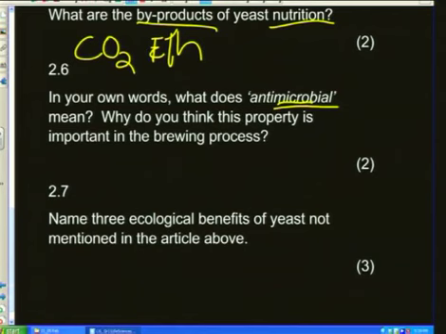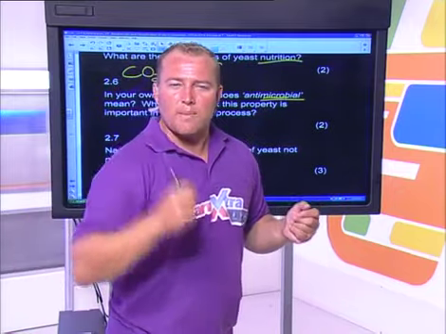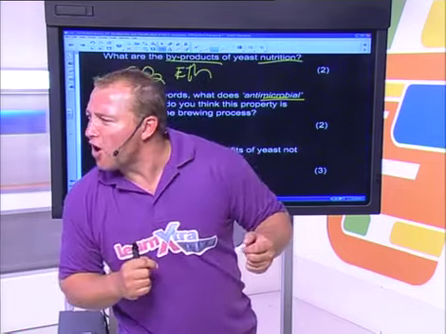Name three ecological benefits of yeast not mentioned. Bread. Wow, bread. You love bread. I love bread. Of course, they make beer, we say wine, right? And I want one more else. One more.